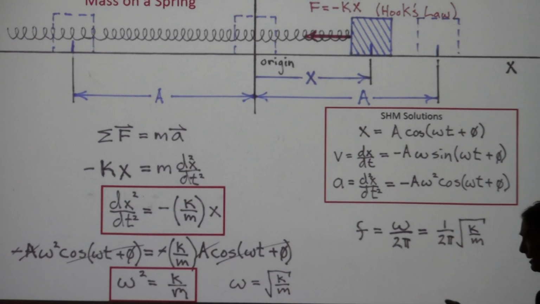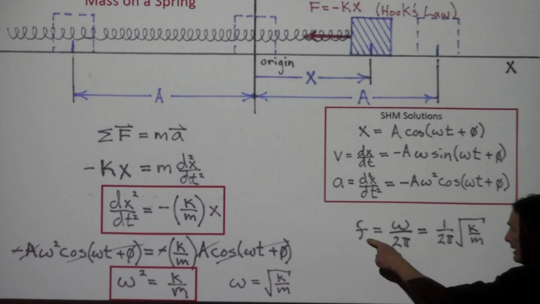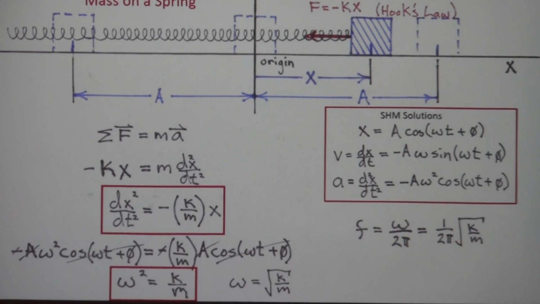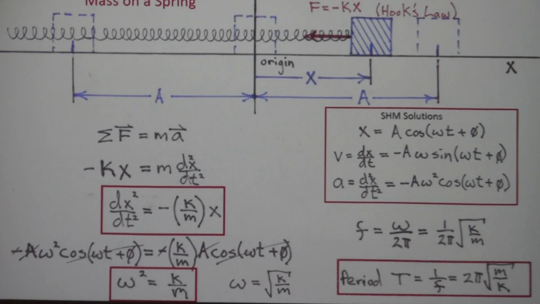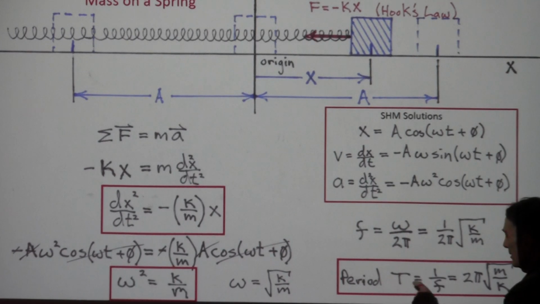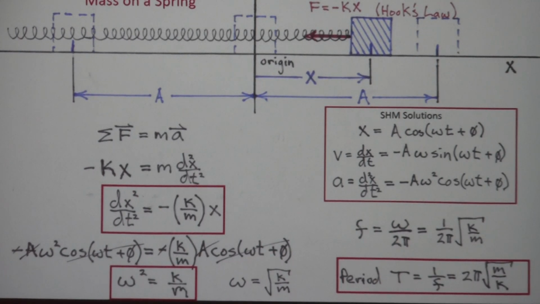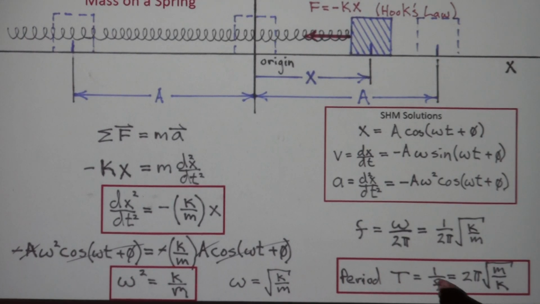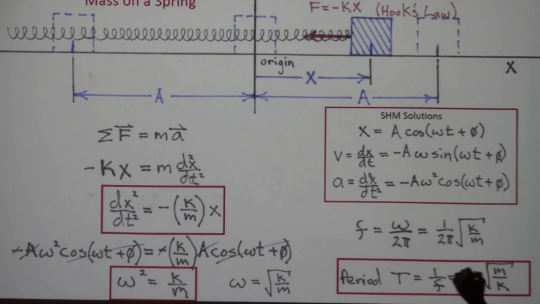Okay, then once I have omega, I can immediately get the frequency: 1 over 2 pi times the square root of k over m, or the period. Period is just 1 over frequency. That just flips it. Sometimes with these reciprocals it gets a little confusing between the two. You might think of the period. The period is going to be longer the bigger the mass, so that should make intuitive sense.